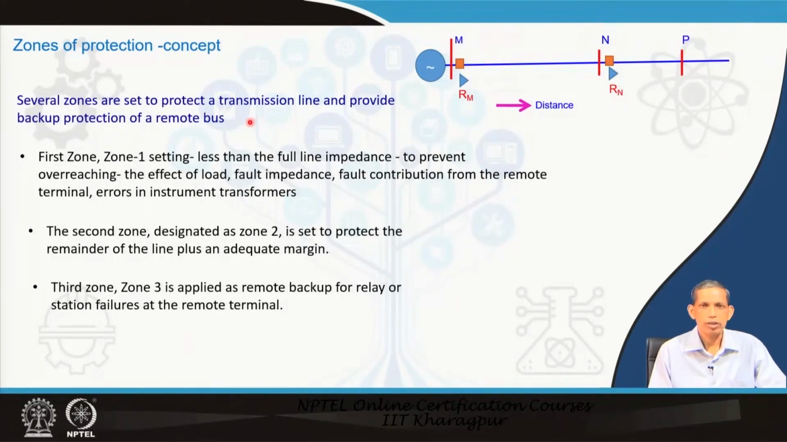So, in distance relay we have several zones of protection, which take care of the primary protection as well as the backup protection of the remote bus. First zone, or zone 1, is less than the full line impedance. The setting for the first zone, we are talking about the distance relay Rm, which has different zones of protection. What are those? We would like to see here.